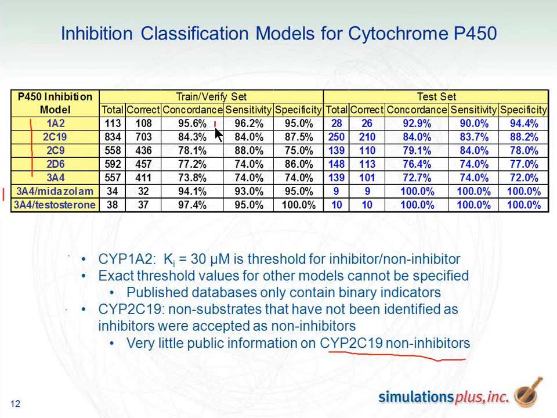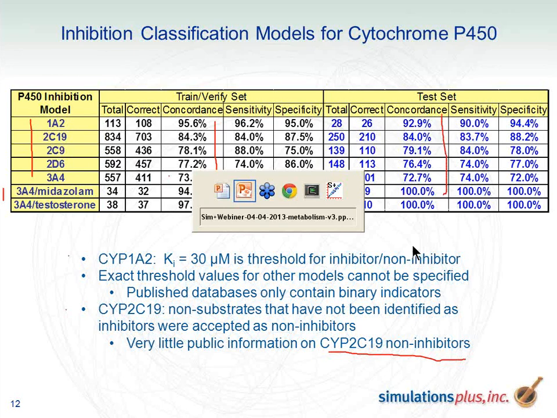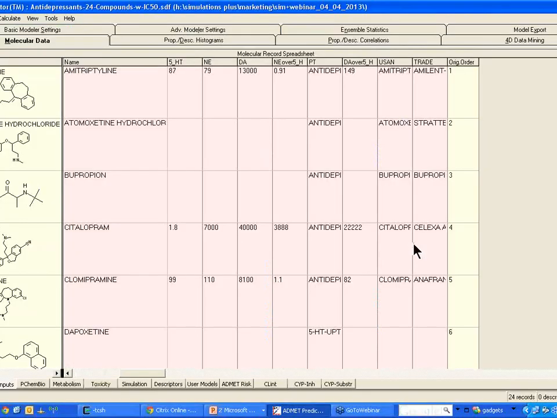If you look at the overall statistics, they're very good. Everything above the lowest one here is 73%. We're reaching 95% concordance on the training set for 1A2, and then similarly good results for the test set. Now I'm going to pop into ADMET Predictor and demonstrate the models there.